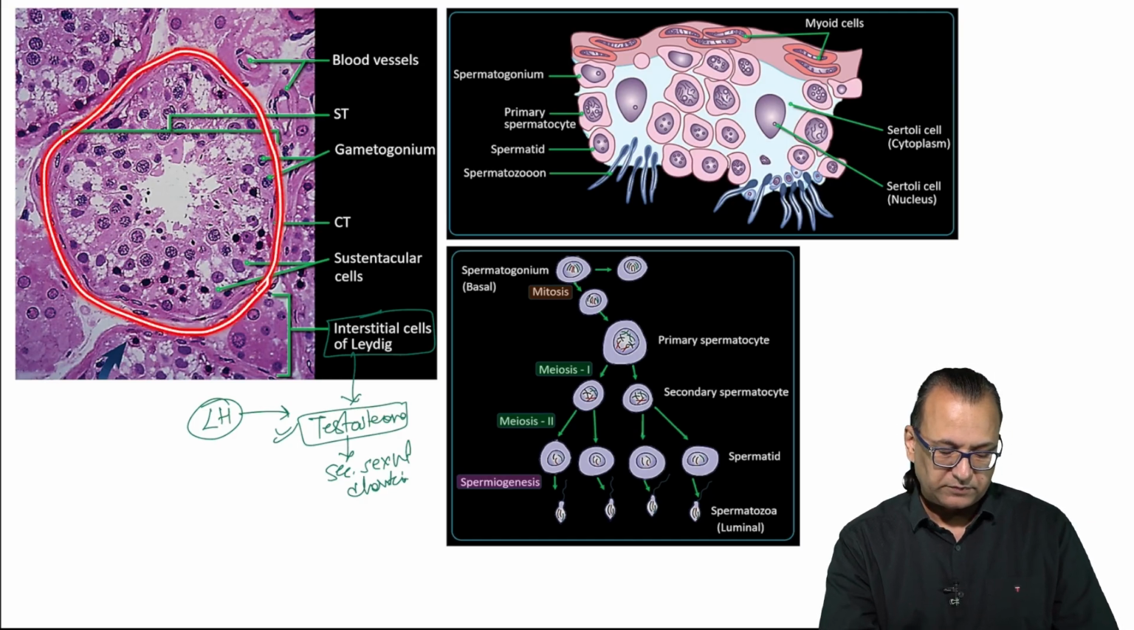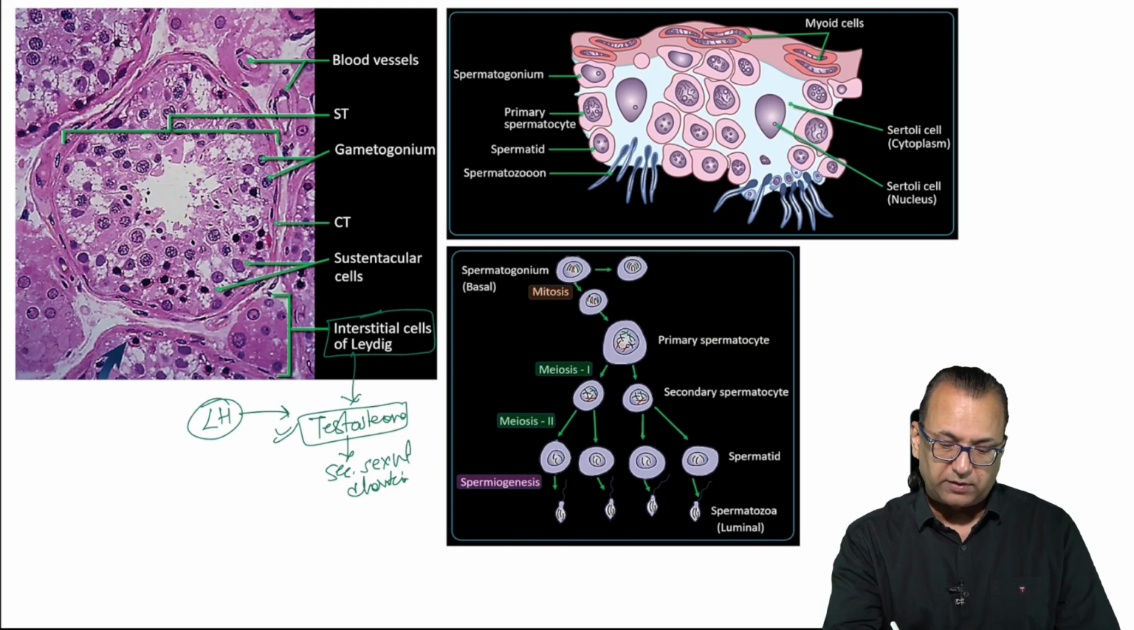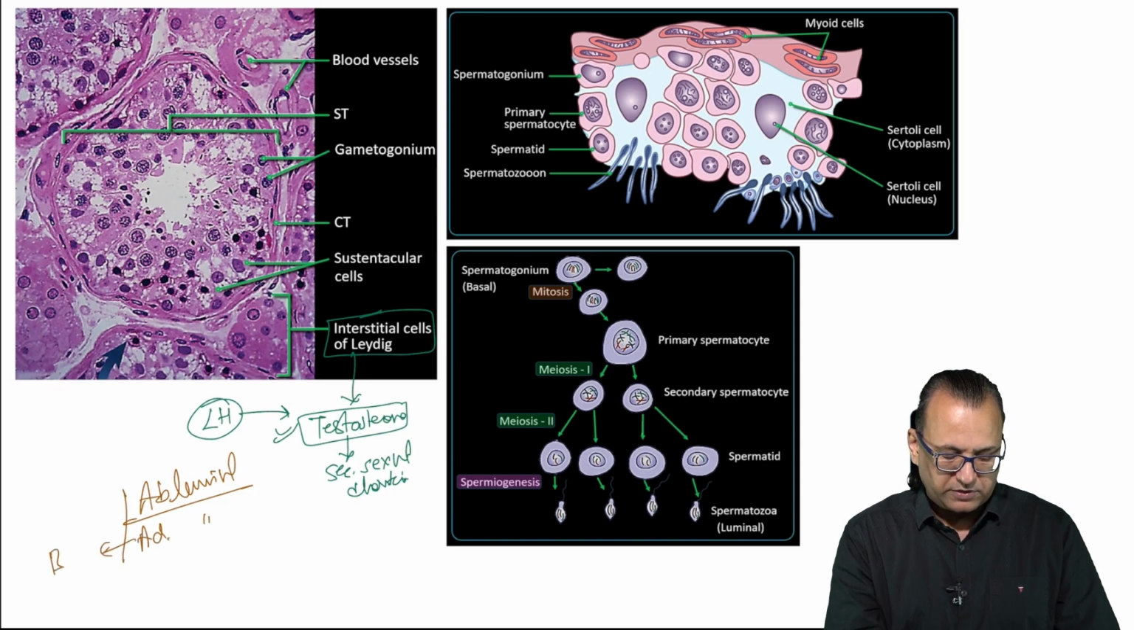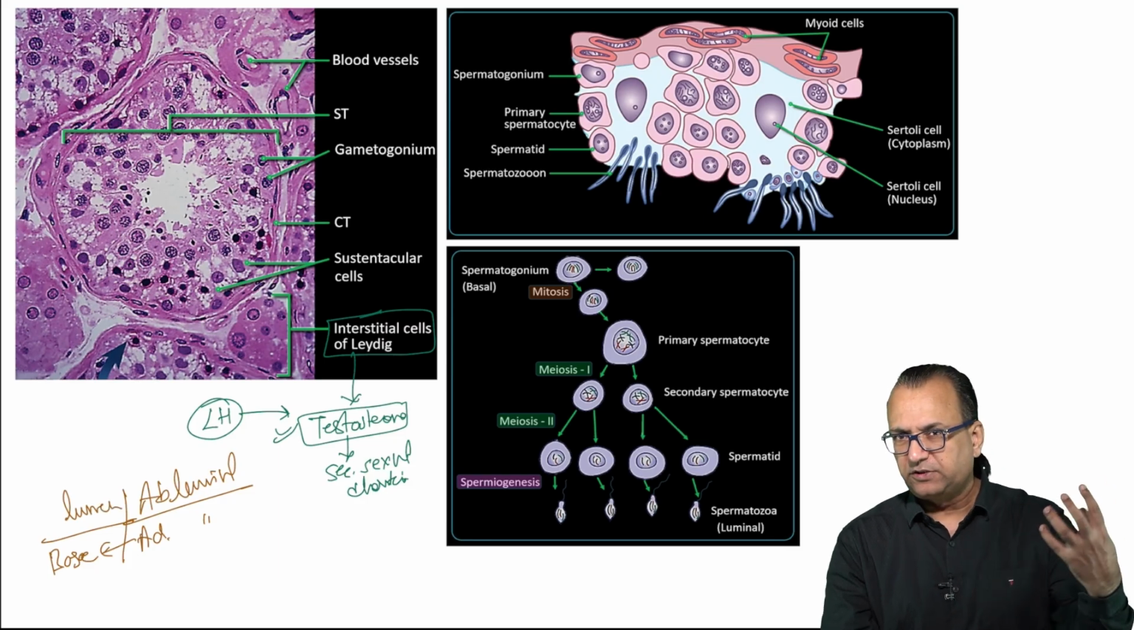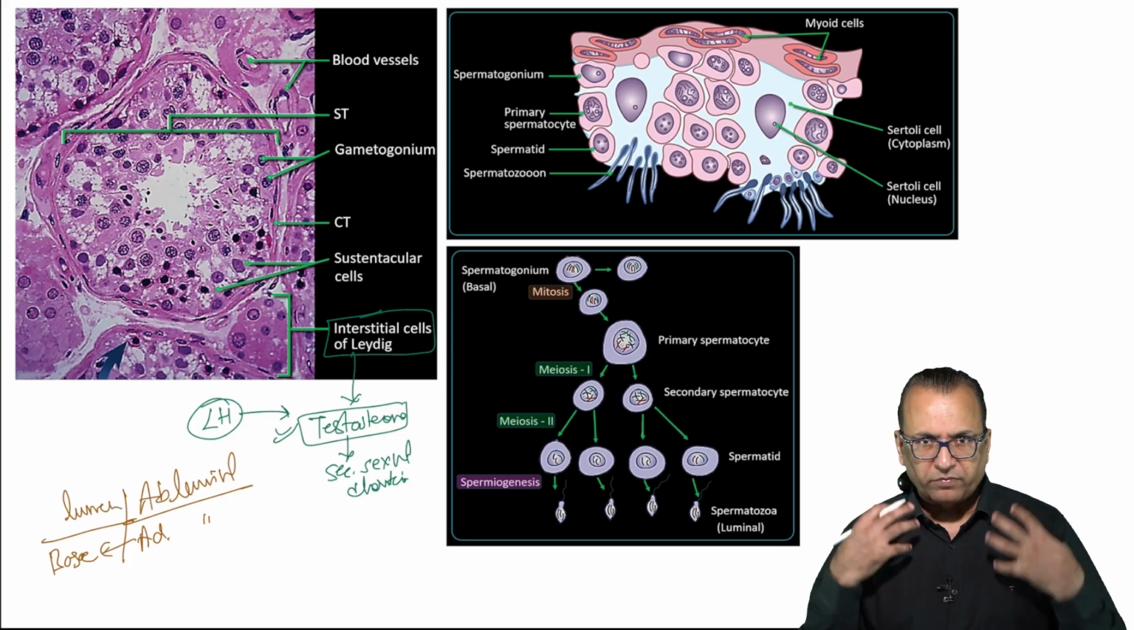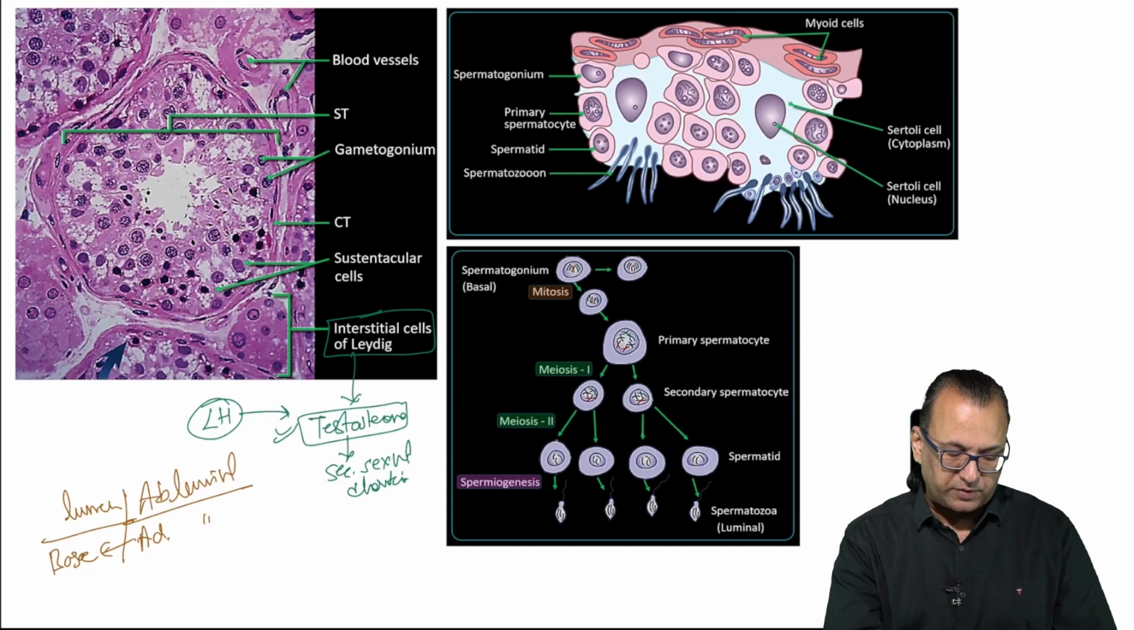Seminiferous tubules are where the sperms are formed. So sperms will be in the lumen. There is an abluminal space and there is an adluminal. So we use the two terms. Adluminal is towards the lumen, and abluminal means towards the base. So a question comes: arrange the cells from the base towards the lumen side. Of course, towards the lumen side, what you will have is the sperms. We'll draw this again.